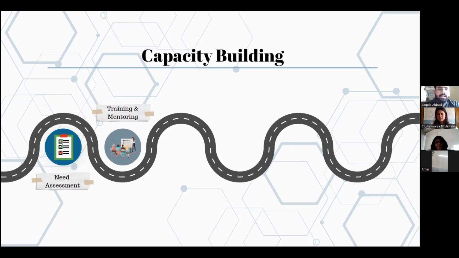Once you have done the need analysis, then the space that you would want to dwell deeper into would be the training and mentoring, which would be ensuring that all the players in the system are actually trained on the various M&E tools.